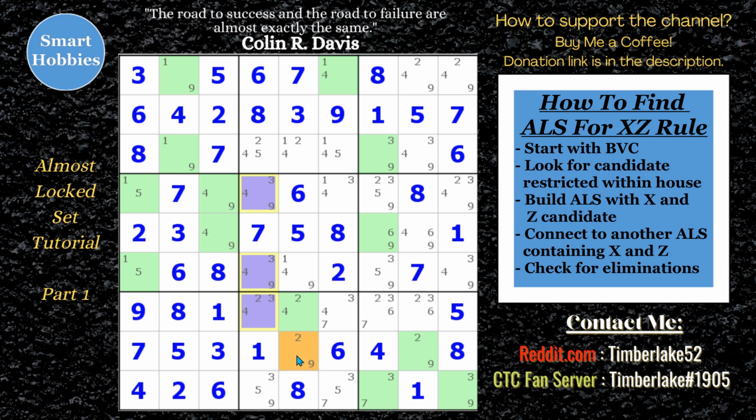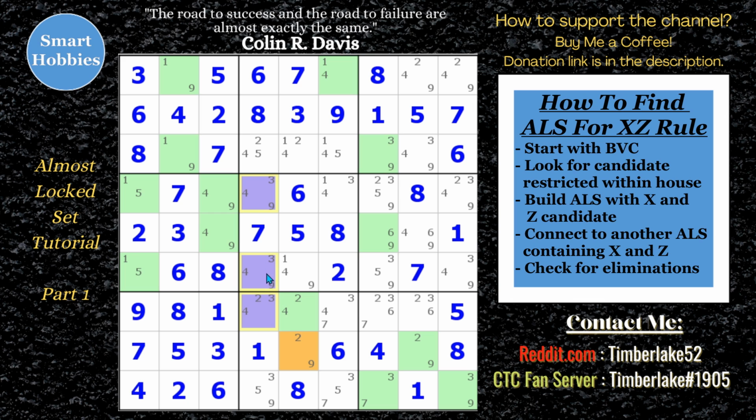So what does this cell have in common with this cell, or with this set? 9s, right? So you got 9s here, and you got a 9 there. So that's a common candidate. Can we make any eliminations with that? And sure enough, these 9s and this 9, they all see that 9 right there and this 9 right there. So your Z candidate is a 9.